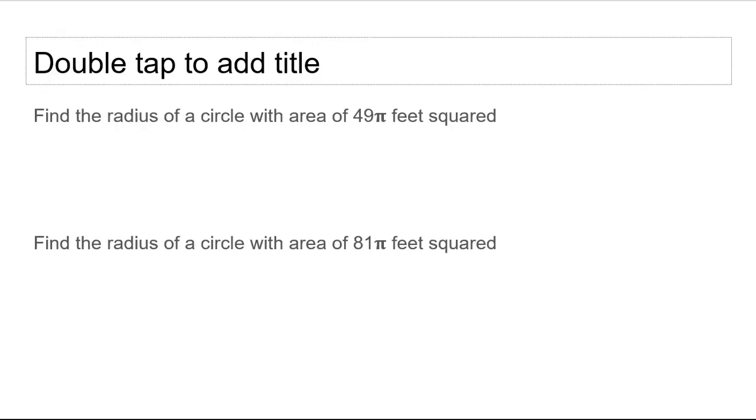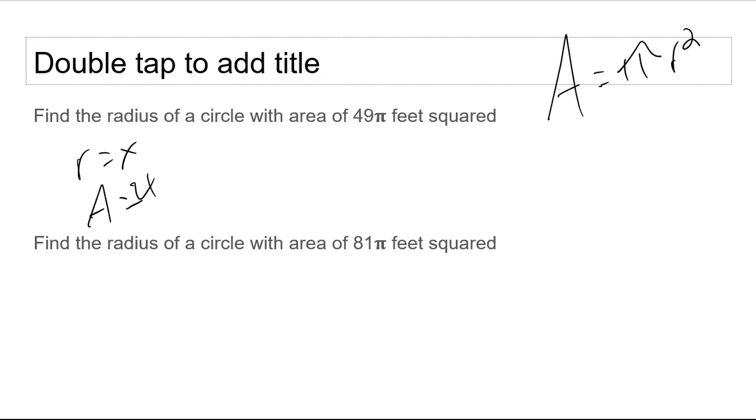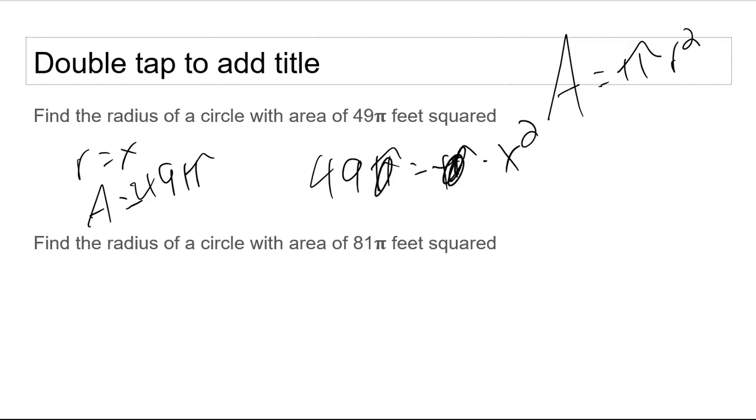Find the radius. Okay, so once again, area. When they do this, they're going to make it nice and not put it in decimal form, so that means radius we do not know. Area equals 49 pi. So that means 49 pi equals pi times x squared. We can eliminate the pi's, and then we simply just square root. So that means radius equals 7.